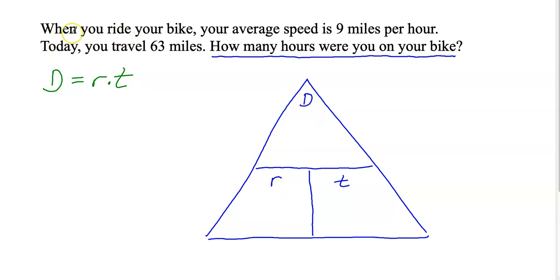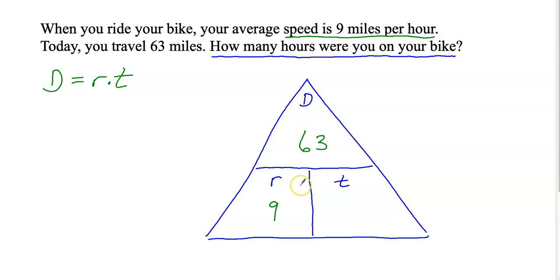So let's see, does it give us that? It says right here, your average speed, right, is 9 miles per hour. Speed, when you see that, you'll put that into the rate box right here. So the rate or speed is 9 miles per hour. So I'll put a 9 right here. Okay, and it says today you traveled 63 miles. That's your distance. Distance is measured in miles, so I'll put the 63 here.